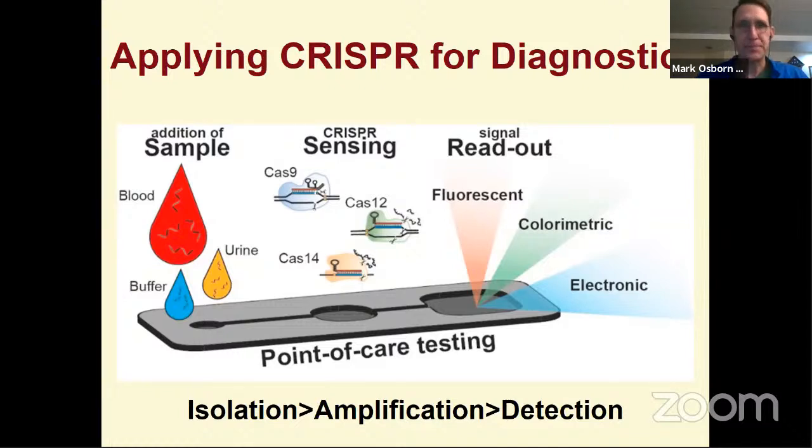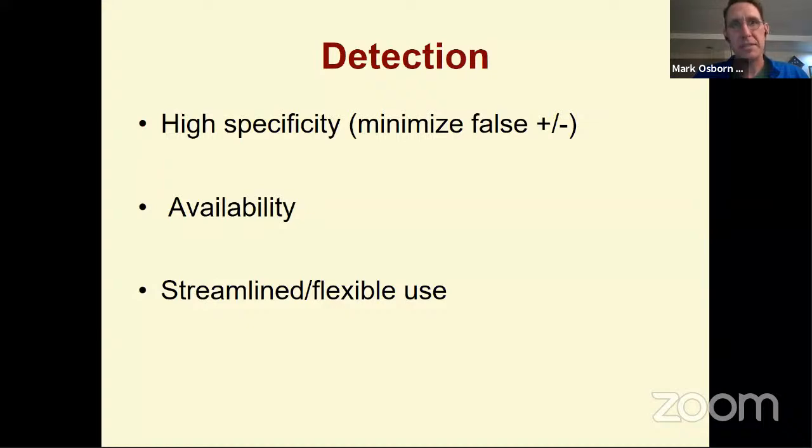So detection really is crucial in terms of specificity to minimize false positives and negatives. For quantitative RT-PCR, the false positive and negative rates are quite low. For some of the Cas-based methodologies, as some of our early work will show, I'll walk you through our process, we had unacceptably high false positive rates, and that really built the project toward defining better ways to minimize those false positive events.